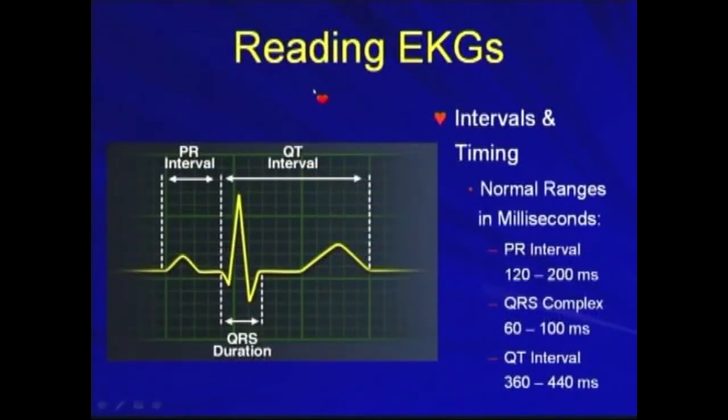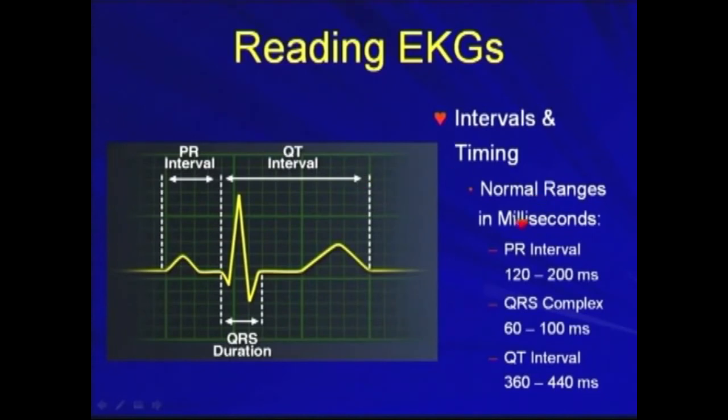So, about reading the electrocardiogram, we have to note the intervals. Let's recap the different intervals. The PR interval is the time from the start of the P wave to the start of the R wave. The QRS complex duration is from the start of the Q wave to the end of the S wave. The QT interval measures from the start of the Q wave to the end of the T wave.